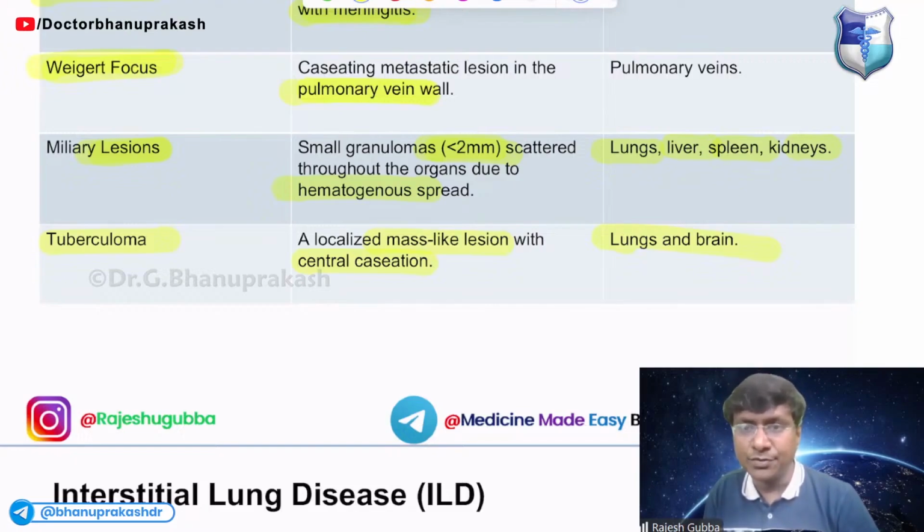Extrapulmonary, the most common will be lymph nodes. Investigation of choice, GeneXpert, that is CBNAAT. First line and second line drugs. Right? New molecules will be pretomanid as well as bedaquiline. Complications like hemoptysis, pleural effusion and miliary dissemination.